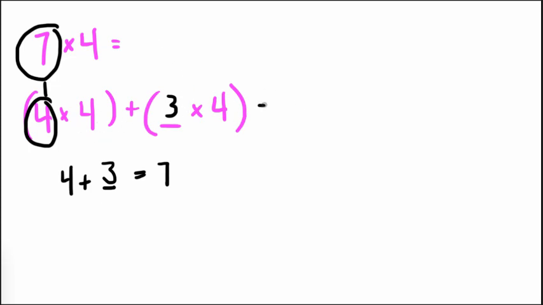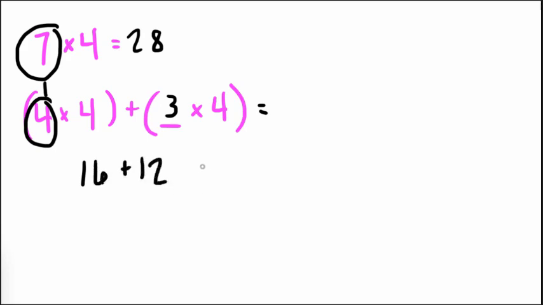And then we can start to break apart this number. Well, 7 times 4 is 28, and so that should be our answer. So that means this problem right here, 4 times 4 plus 3 times 4, should also be the same. Notice we've multiplied both by 4, we just split up the 7. In this case, 4 times 4 is 16 plus 12. This should also be 28. So that's what that means.